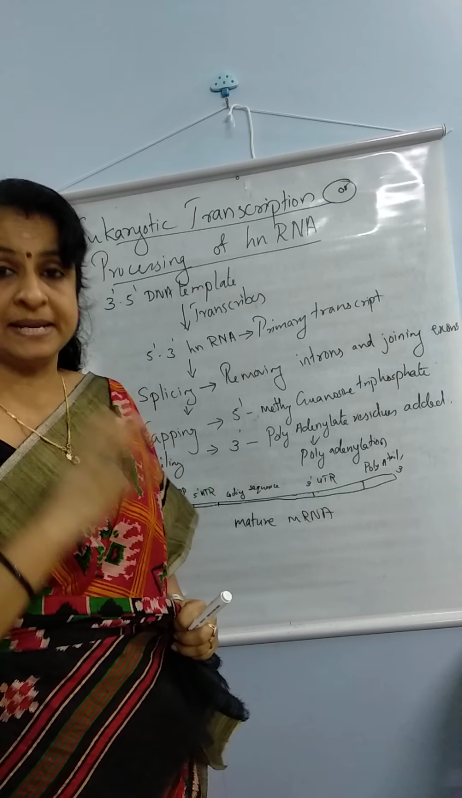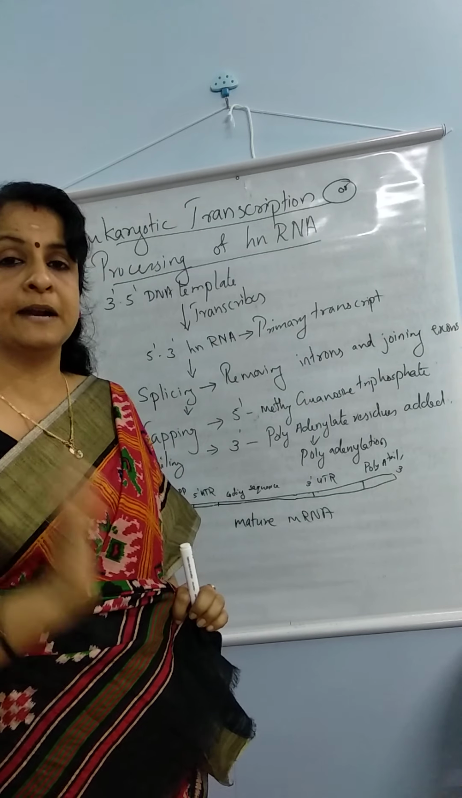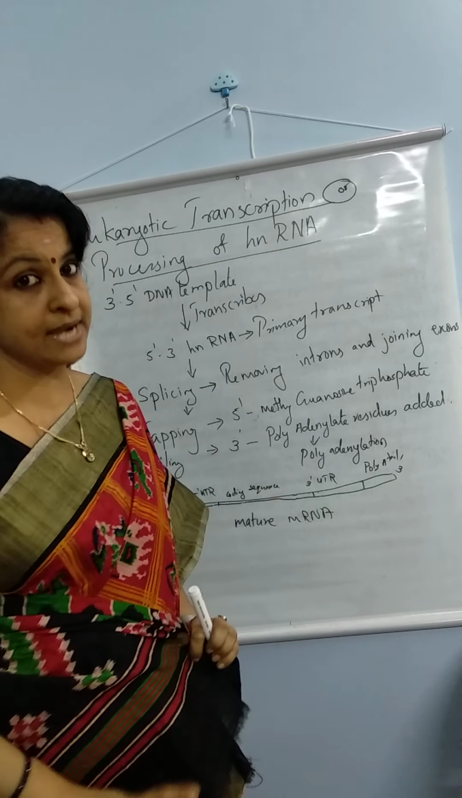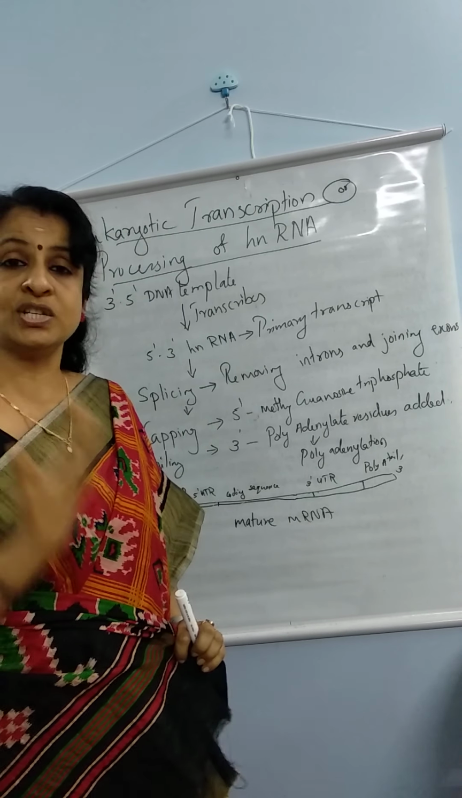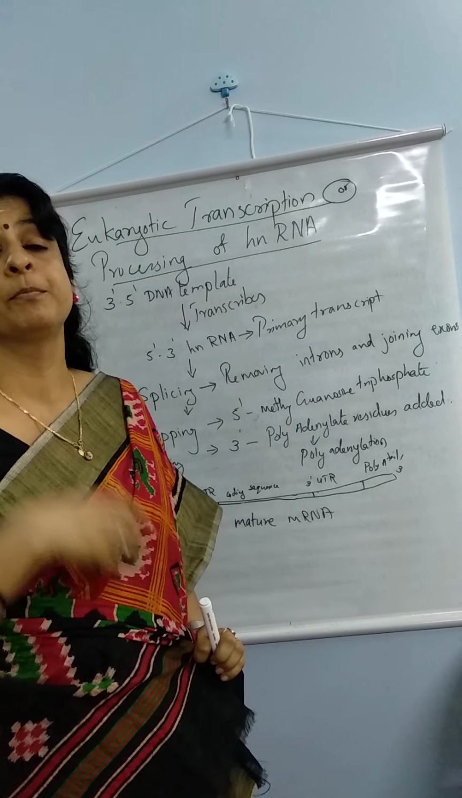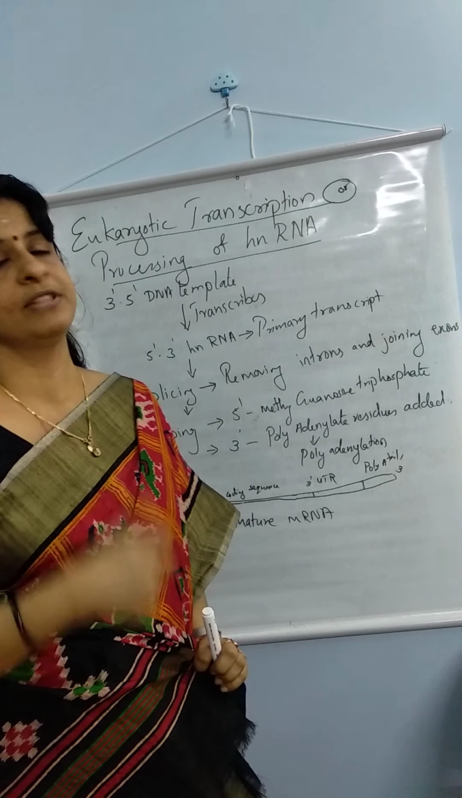Untranslated regions. These are present in the mRNA. Untranslated regions will be present in both the 5' and 3' end. These function as the regulatory sequences which regulate the process of protein synthesis. It's also important for the stability of the RNA.